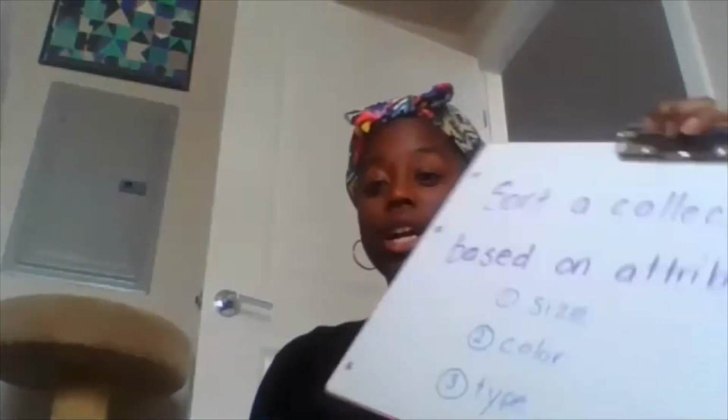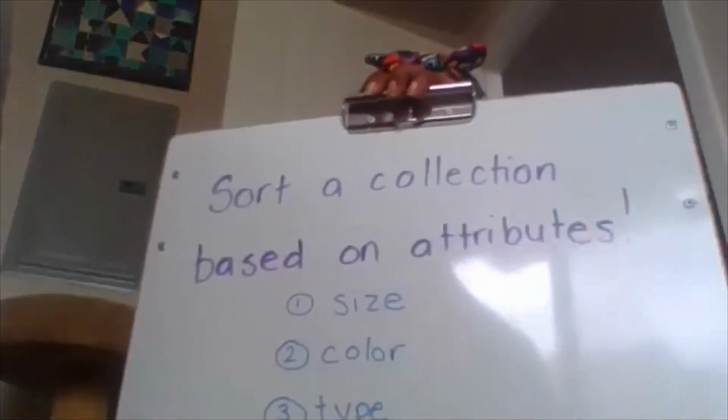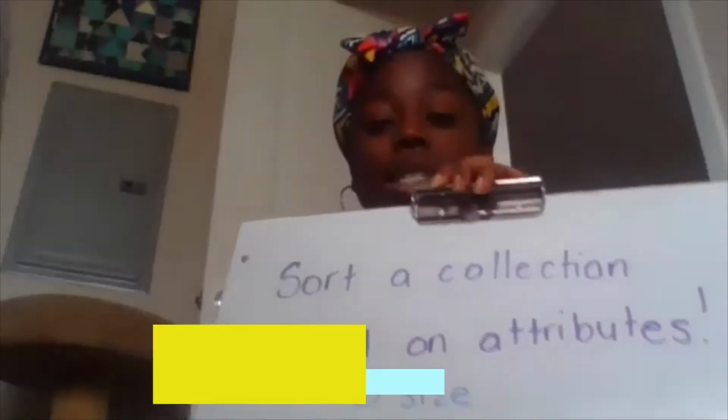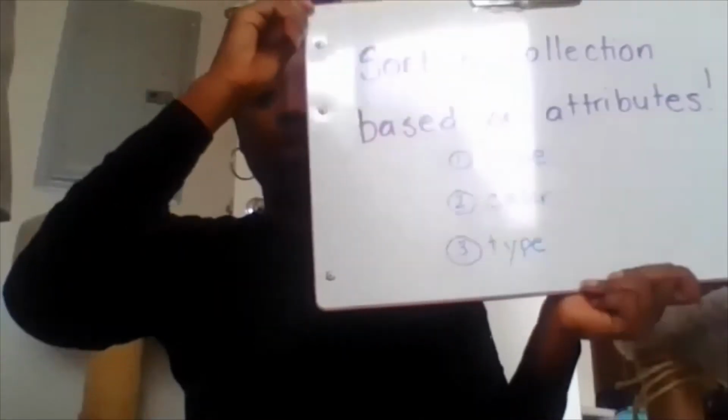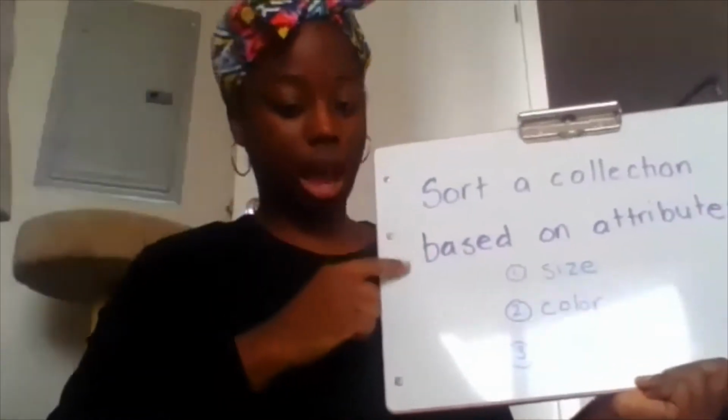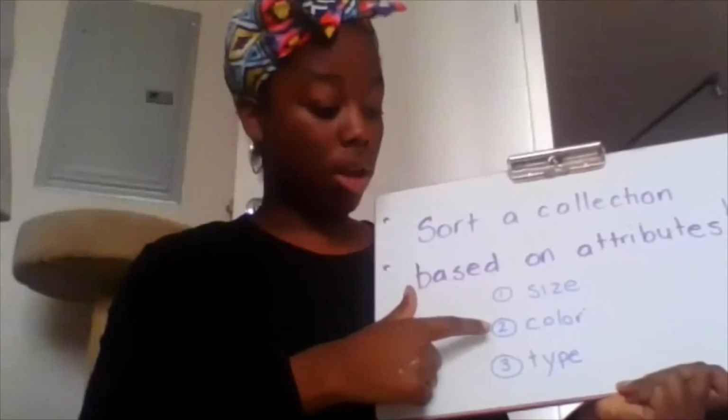You might remember the word attribute from when we used our treasure boxes. When you are sorting a collection, you want to look for attributes that you have in your collection. Now, you sort a collection based on an attribute. An attribute is something that you can describe about the thing in your collection. So, we can think about size, we can think about color, and we can think about type.